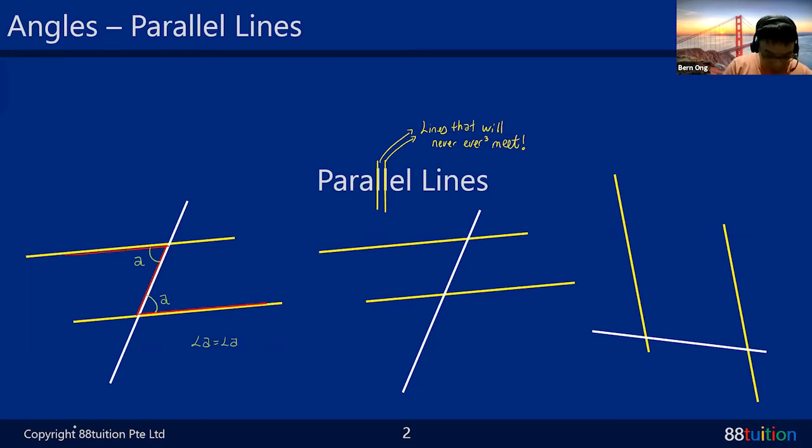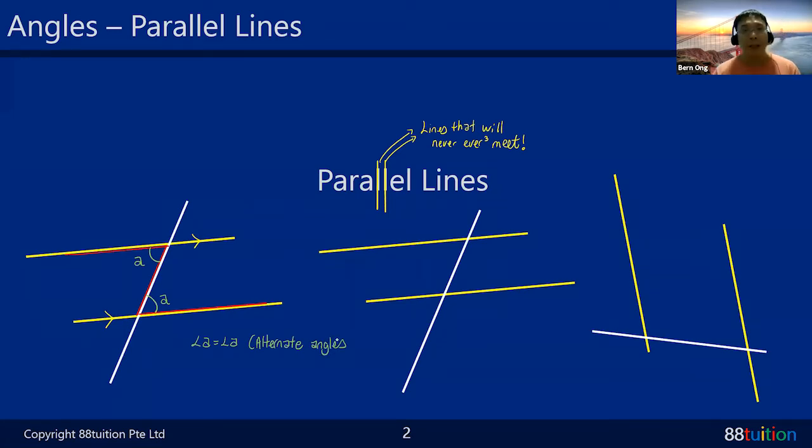Be very clear that the yellow lines are parallel. Only then can you activate this rule. So angle A equals angle A. What rule do we call this? We call this alternate angles. Don't use the word Z or Z rule. We use the words alternate angles. Oh my goodness, I was about to write alternate rules. Alternate angles.